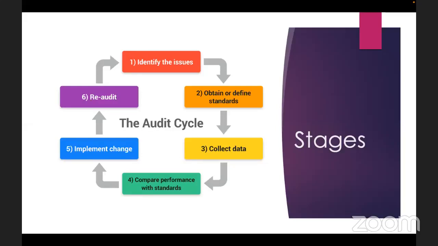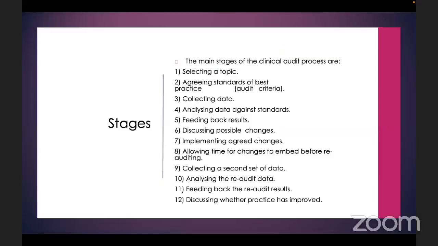Let's move on. Now we are going deeper. So the main stages of the clinical audit process are: first, selecting a topic; second, agreeing the standards; then collecting the data; then analyzing the data against standards; then you analyze those results and think about the reason why it is not being performed. And then you discuss what change you can perform. And then with your team, you implement those changes.